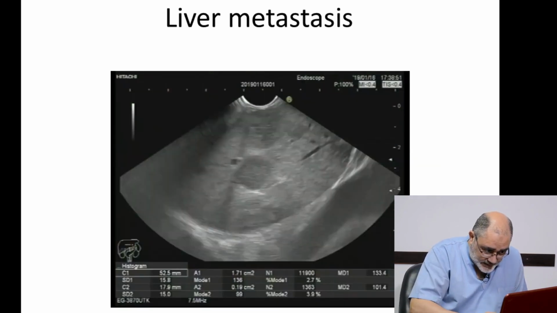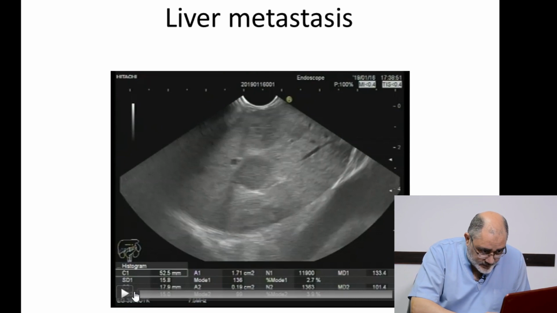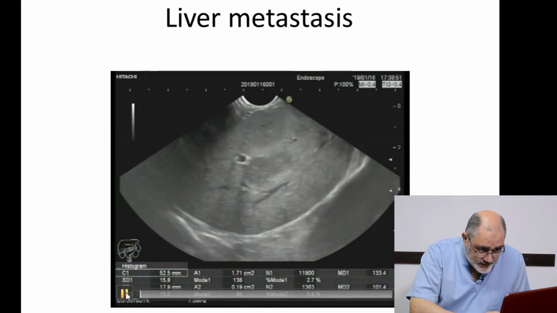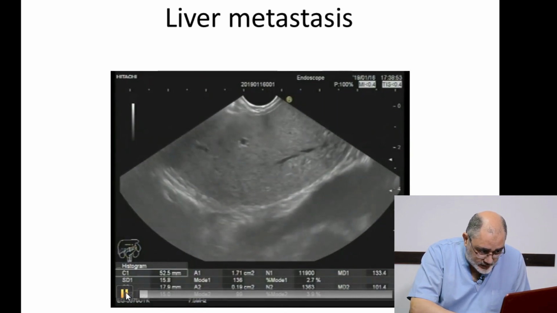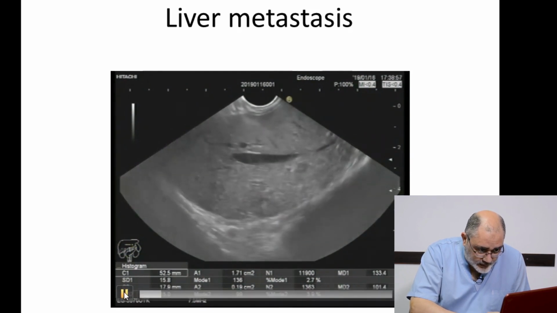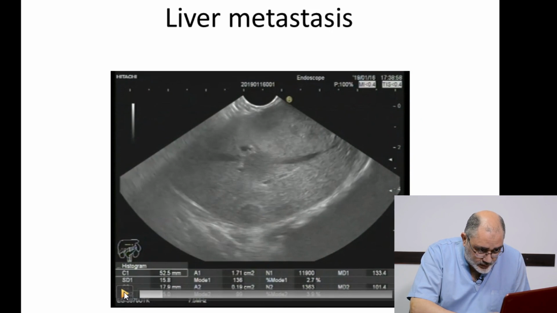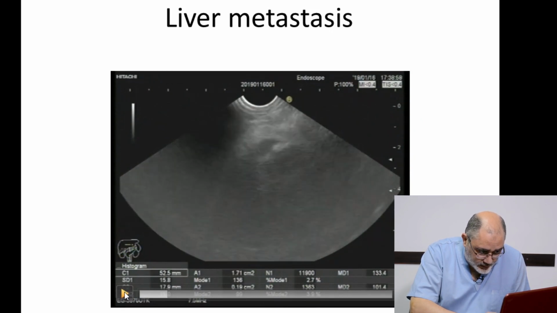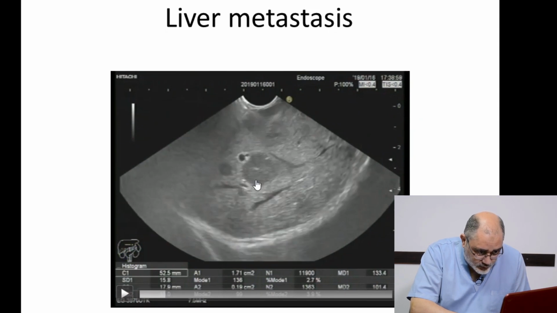Let us go to the next video. This is a very serious lesion, multiple hypoechoic lesions. Yes, this is a focal lesion. This is a smaller one. This is multiple hypoechoic lesions.